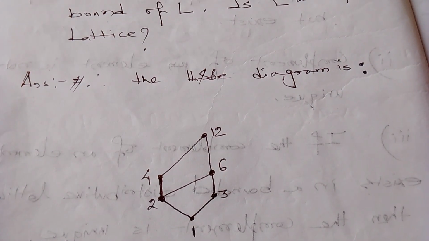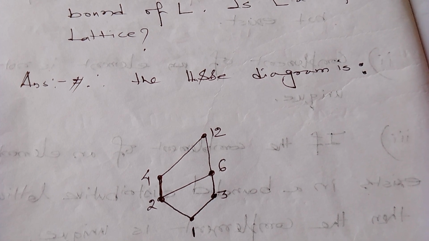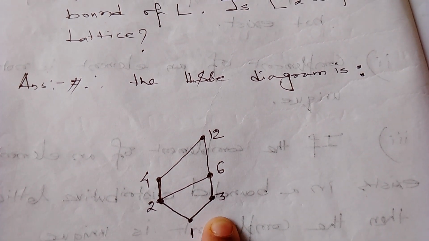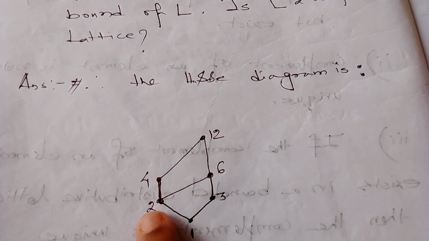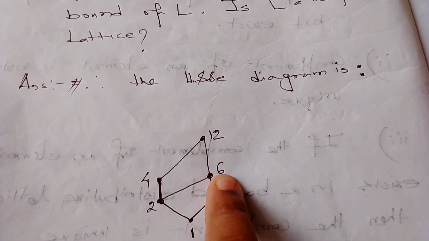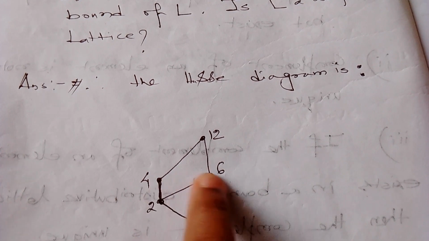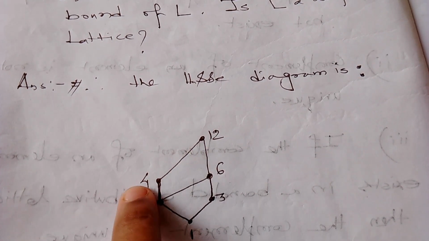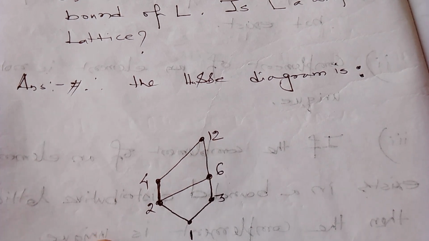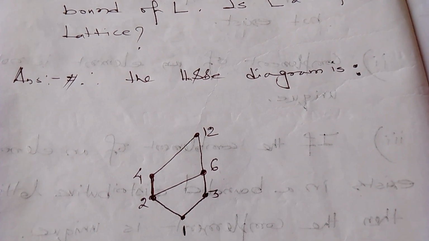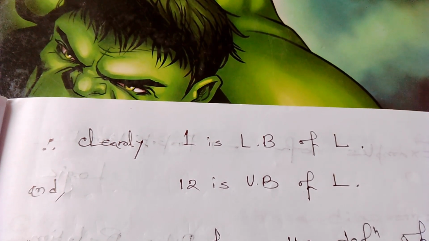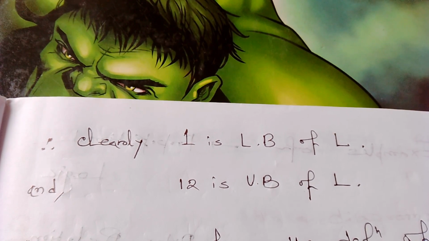So clearly this is the Hasse diagram of the given lattice, that is 1 to 2 and 1 to 3. Then 3 will divide 6, 2 will also divide 6. Then 4 and 6 are on the same level. 2 will divide 4. Then both 4 and 6 will divide 12. So this is the Hasse diagram of the lattice. So clearly from the Hasse diagram we can observe that 1 is the lower bound of L and 12 is the upper bound of L.